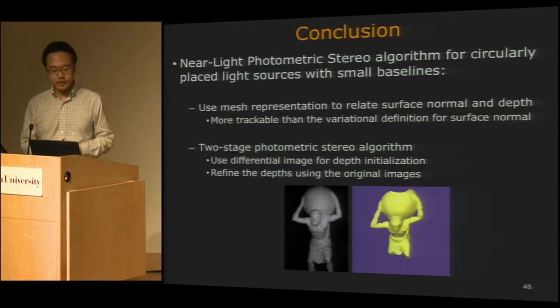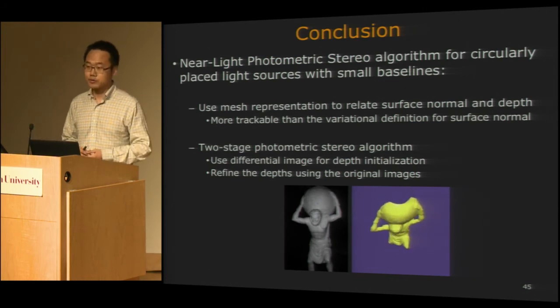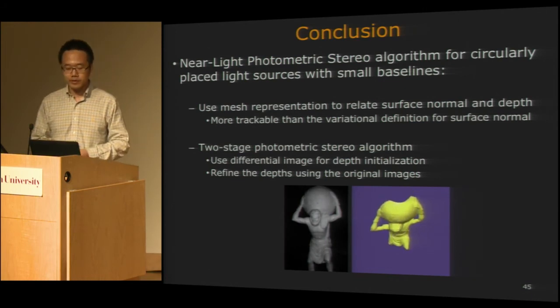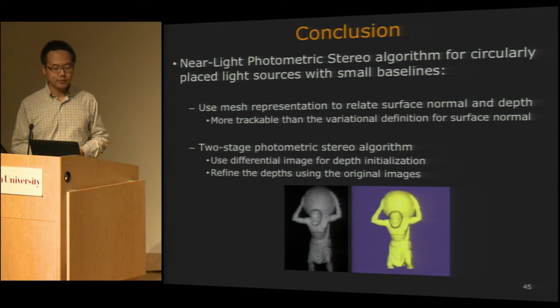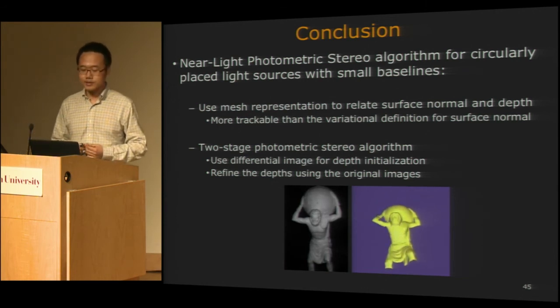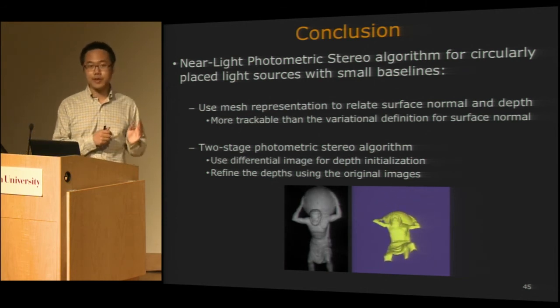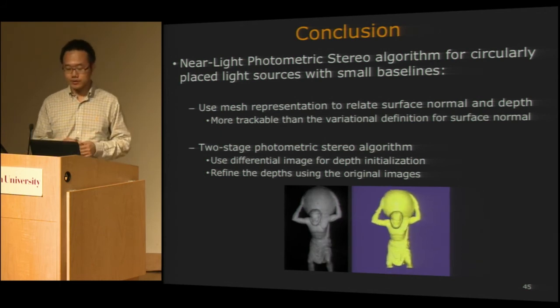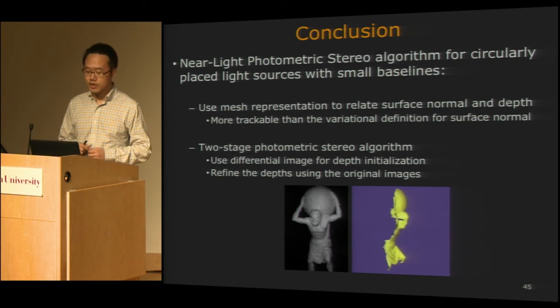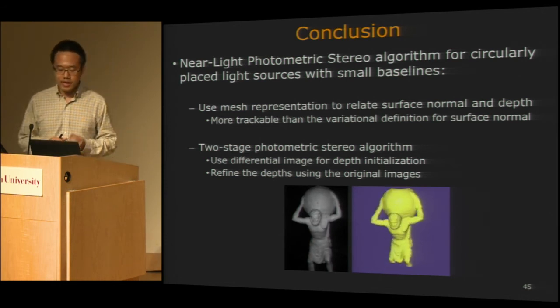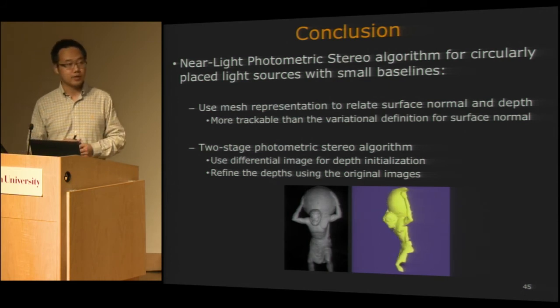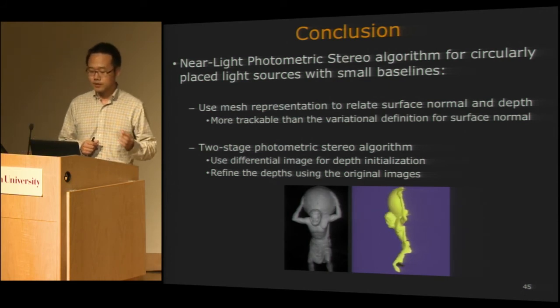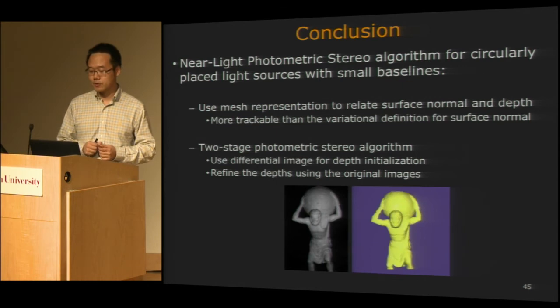So in summary, we propose an algorithm for near-light photometric stereo using circularly placed point light sources with small baselines. We choose to use the mesh representation to model the relation between the depth and the surface normal. Then we propose a two-stage algorithm, where in the first stage, the depths are initialized using the differential images, and in the second stage, the initial depth is refined using the original images.